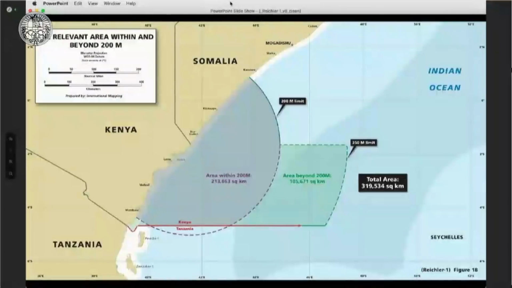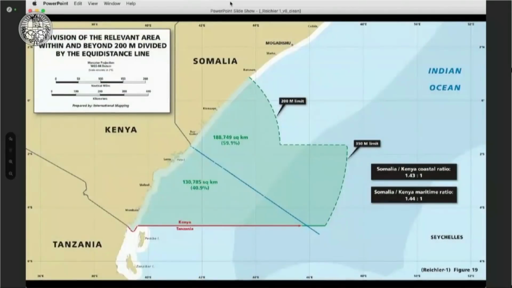This slide shows the relevant area when the area beyond 200 miles, where both parties have submitted overlapping claims to the Commission on the Limits of the Continental Shelf, has been added. Here we have combined the relevant area within 200 miles and the relevant area beyond 200 miles. The equidistance line divides these combined areas by distributing 188,749 square kilometers to Somalia and 130,785 square kilometers to Kenya, as shown here and at tab 62.